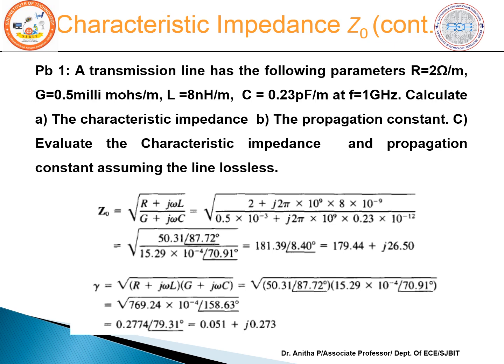And in the last part, they're asking you to evaluate both the characteristic impedance and the propagation constant, assuming that the line is lossless. In the lossless case, as we know, gamma will become only j beta, that is j omega root LC, whereas Z naught will become square root of L by C. So it is just substitution and determining the values. Z naught, if I want to evaluate from the basic formula, is square root of Z by Y, which is R plus j omega L by G plus j omega C. R value is given, which is 2 plus j omega. Omega is nothing but angular frequency, which is 2 pi f. So with f as 1 gigahertz, it is 10 power 9.